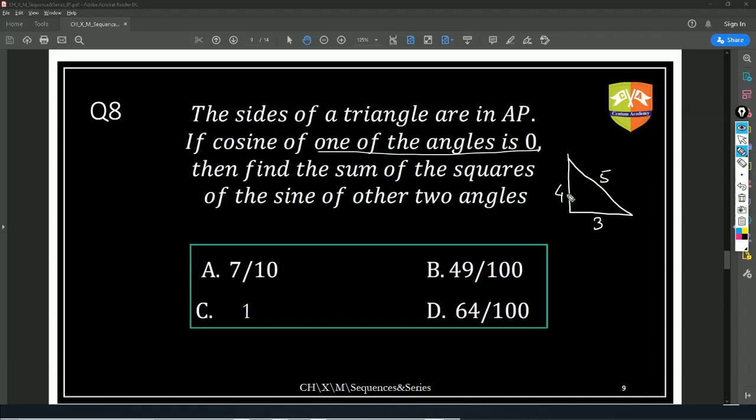Yeah, you can use that. But I will show you how to do it through AP method as well. So just in case, if this is a competition, what will you do? So sine of one angle is how much? 3 by 5. So square it. And sine of the other angle is 4 by 5, square it, you'll get 1, the famous one.